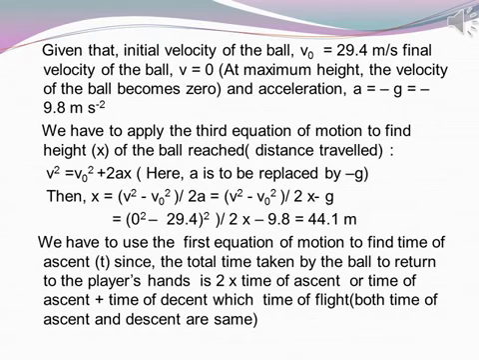We have to use the first equation of motion to find the time of ascent t, since the total time taken by the ball to return to the player's hand is 2 into time of ascent, or time of ascent plus time of descent, which is the time of flight. What is time of ascent? It is the time taken by a thrown up body to reach maximum height. And what is time of descent? It is the time taken by a freely falling body to reach the ground.